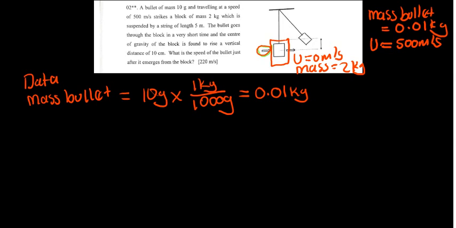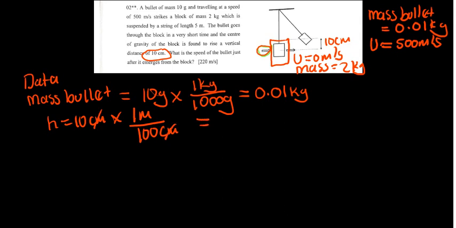After the bullet strikes the block, it rises to a certain height, which they are saying is 10 centimeters. Now it's not in the standard unit, so let's convert it. We need it in standard form, where 1 meter is equal to 100 centimeters. If you convert that, you find that it will be 0.1. So our height is 0.1 meters, and we ignore the centimeters, which is not in the standard form.